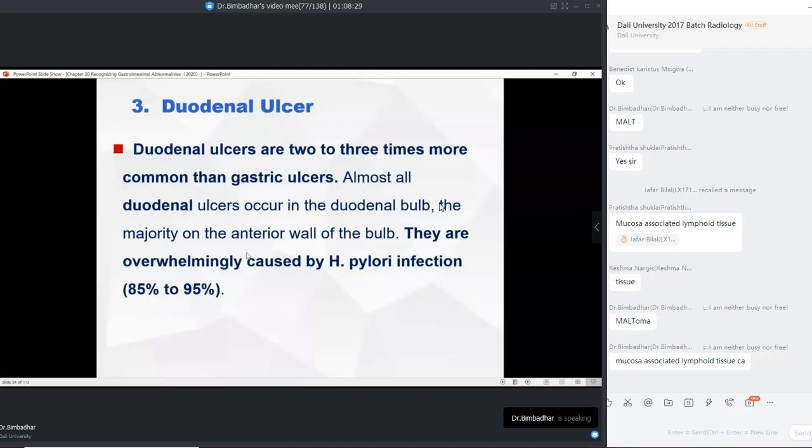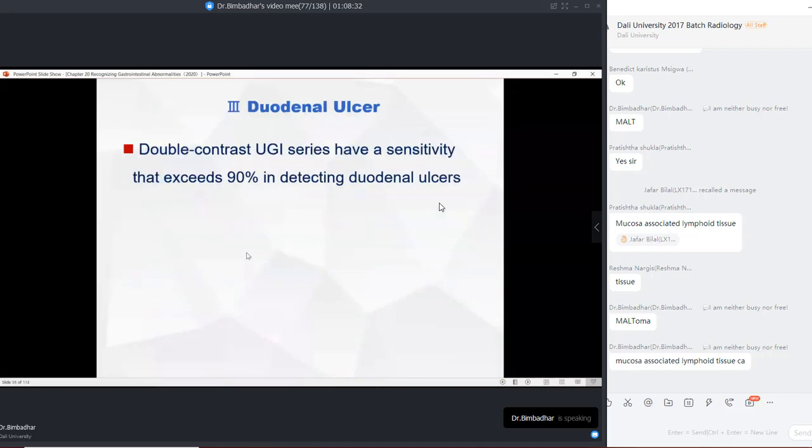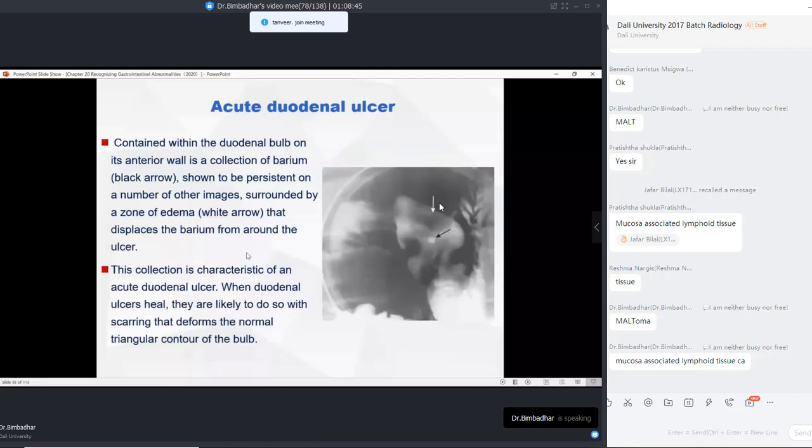Again you are going to see the same thing: a double contrast study along with the barium study has 90% sensitivity in detecting duodenal ulcers. You will look at the same kind of thing here, but in the duodenal area rather than the stomach. How can you recognize the duodenum and the stomach? How are you going to recognize it?